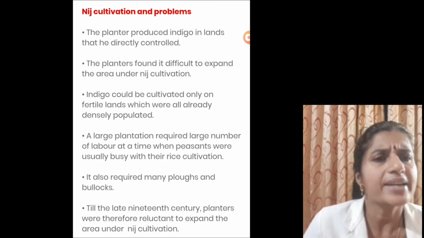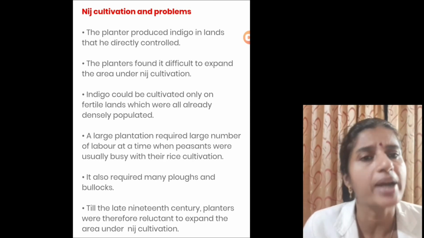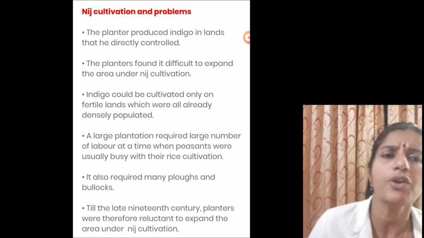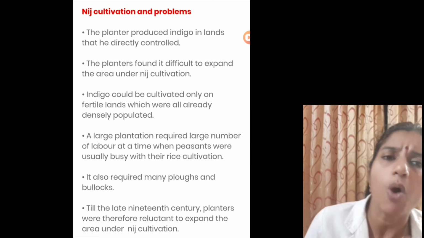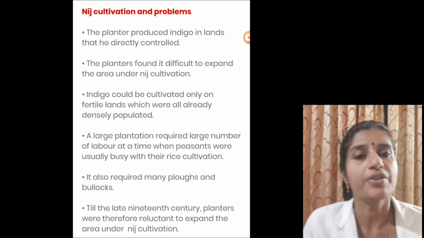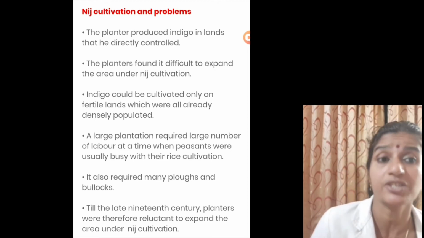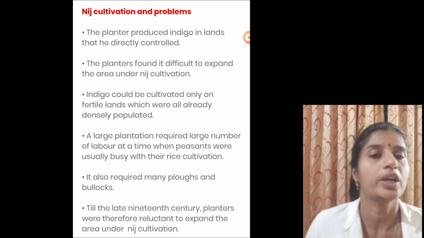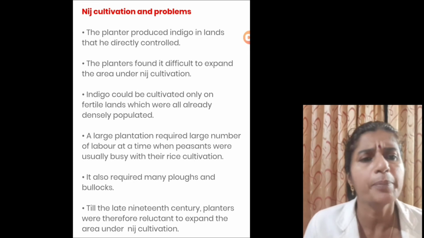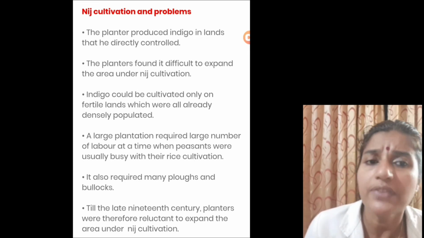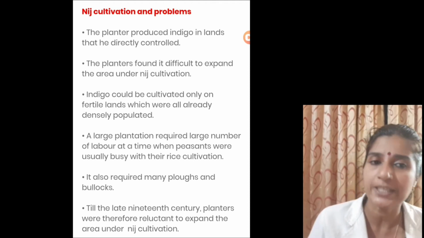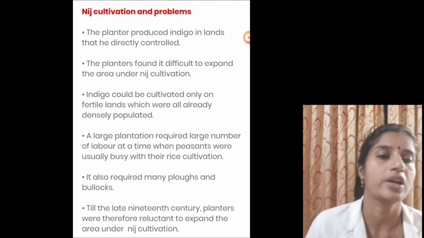At first, planters found it difficult to expand the area under nij cultivation. Indigo could be cultivated only on fertile lands, which were already densely populated. And a large plantation required a large number of laborers at a time. Peasants were usually busy with rice cultivation. Beyond that, it also required many ploughs and bullocks. So, till the late 19th century, planters were reluctant to expand the area under nij cultivation.